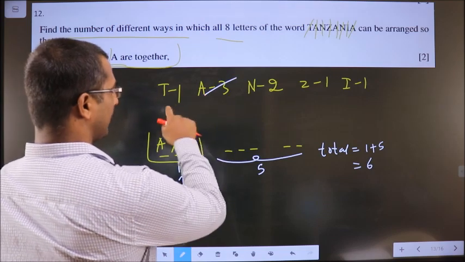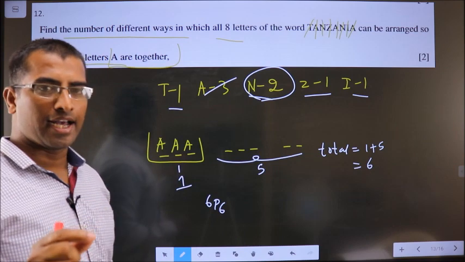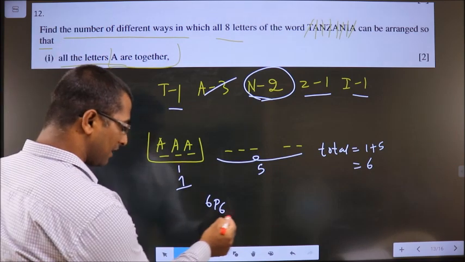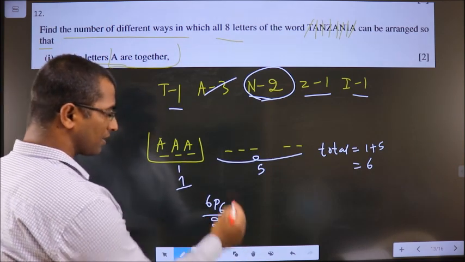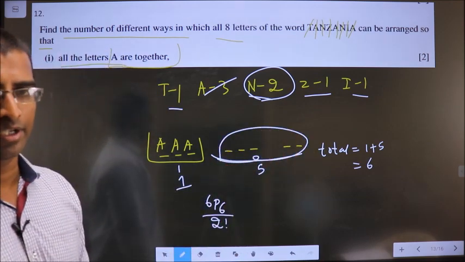A is gone. In these 5, 2 N are identical. So I should divide it with 2 factorial. Clear? In these 5 letters, 2 N are identical. So dividing with 2 factorial.